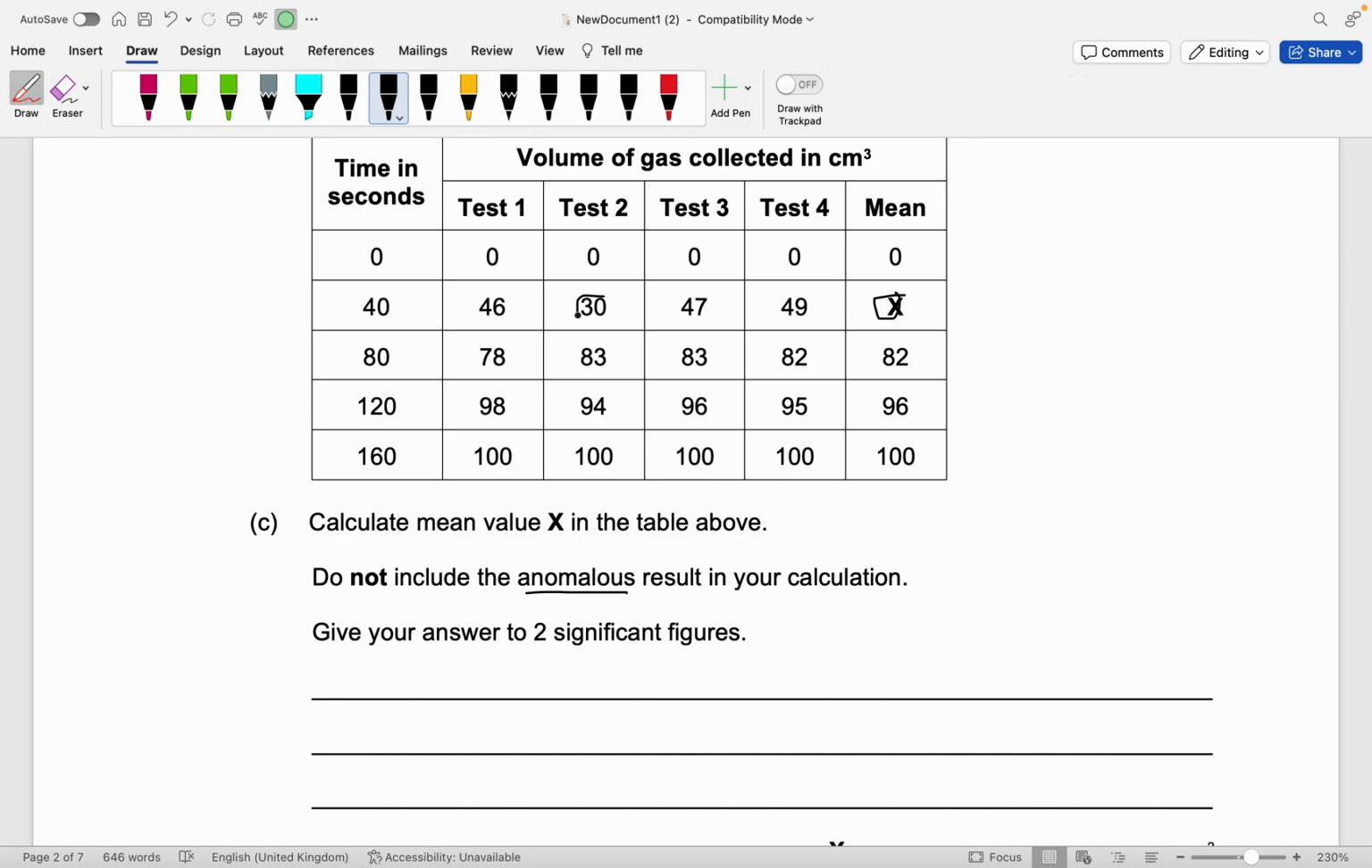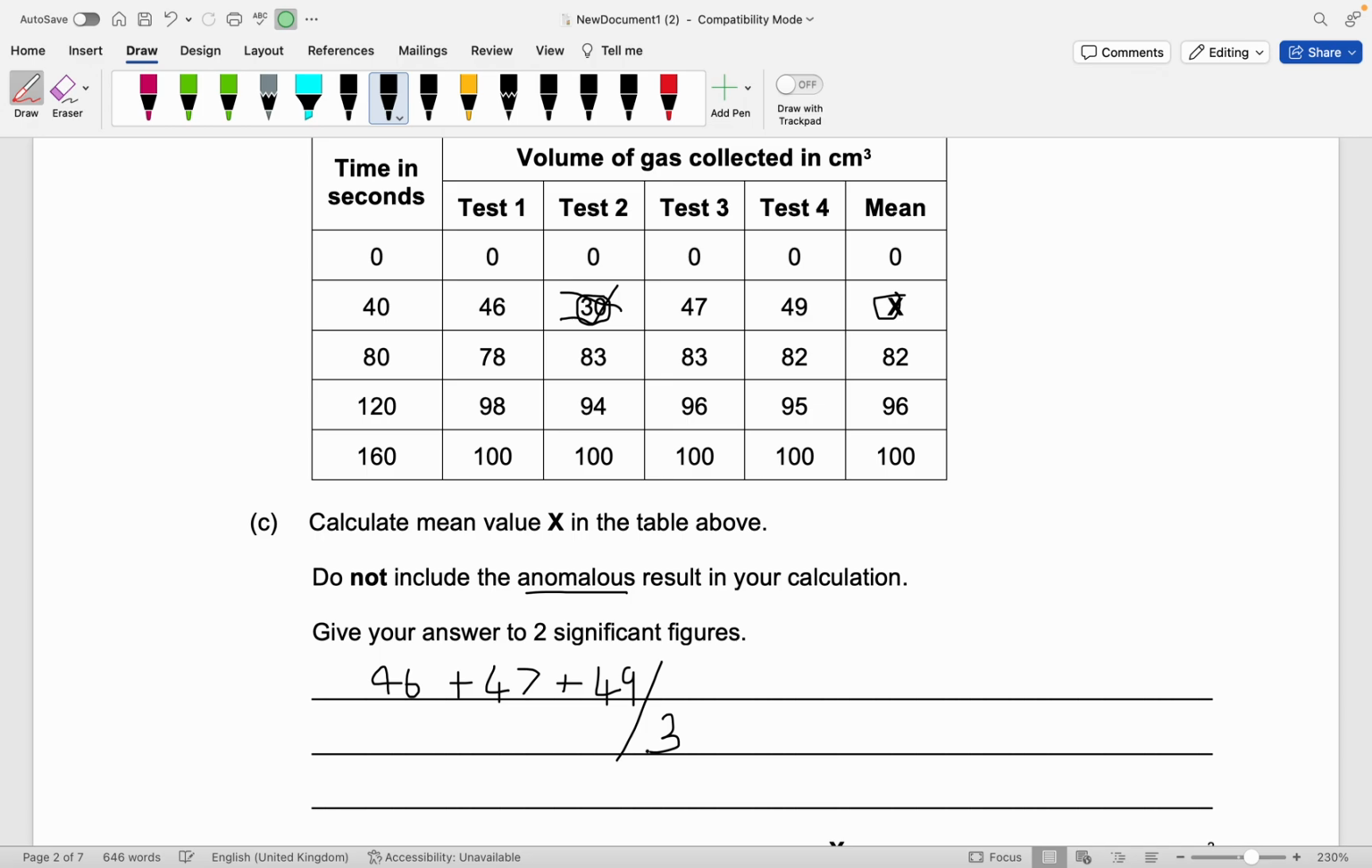So we can see that this one here, test 2, is a long way off the other 3 tests. So we're going to class that as our anomalous result, and we are not going to include it in our mean. So I'm just going to cross that out for now. So to calculate a mean, we obviously add all of those figures up. So 46 plus 47 plus 49, and then we divide the total of that by 3.